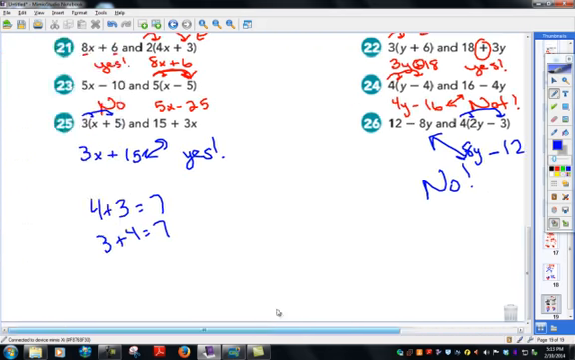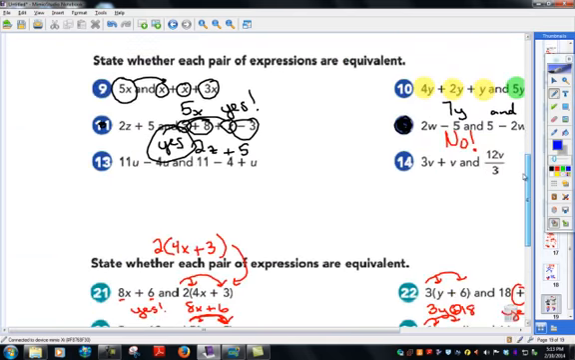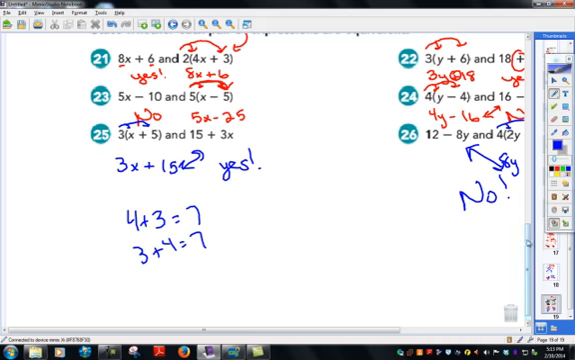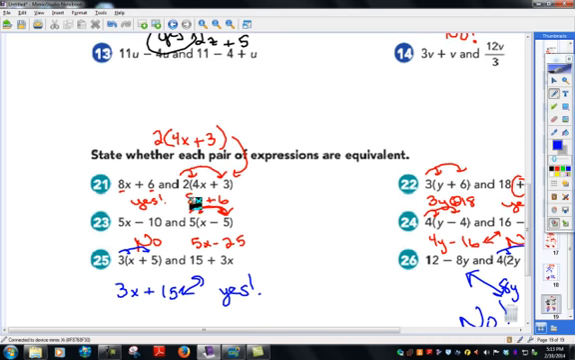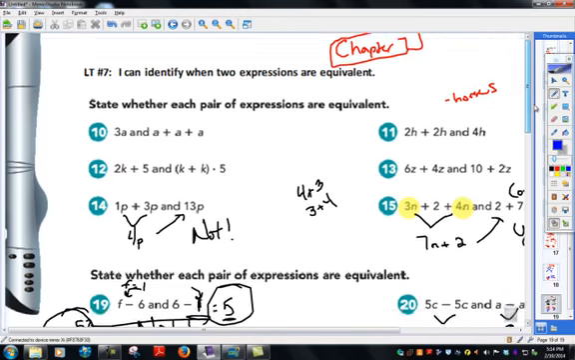So that's actually it for this learning target. It kind of just builds on itself. It builds up to getting all the way to the distributive property. So this kind of covered all the stuff we've done since learning target 5. This was 5, 6 all together. You just have to tell me if they're equivalent or not, okay?